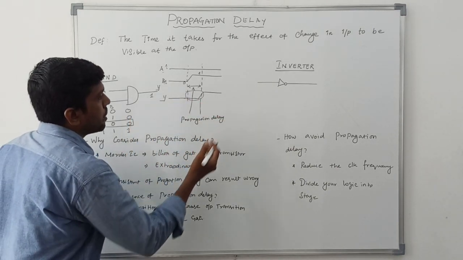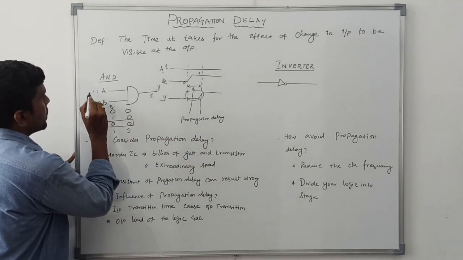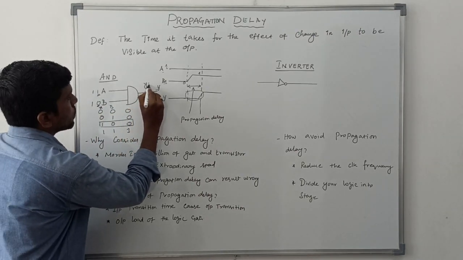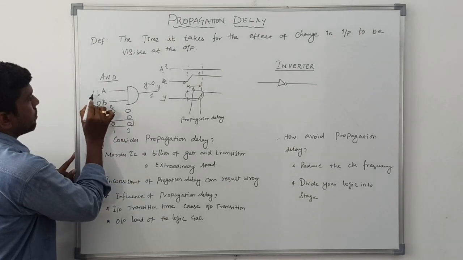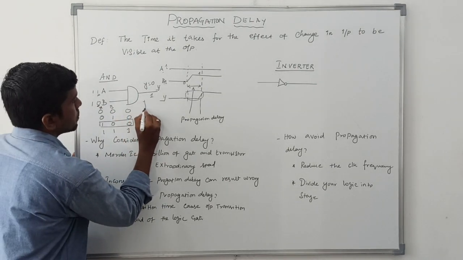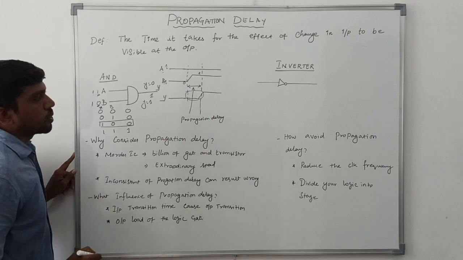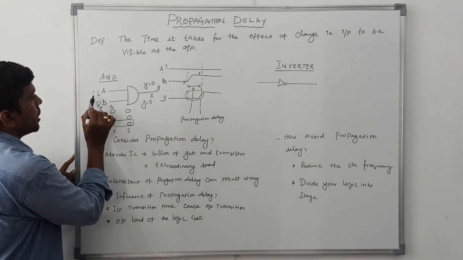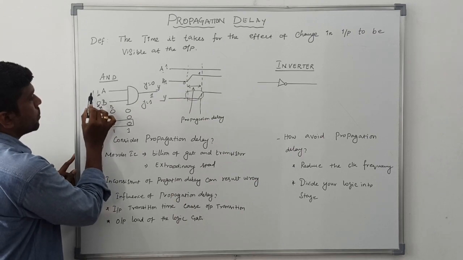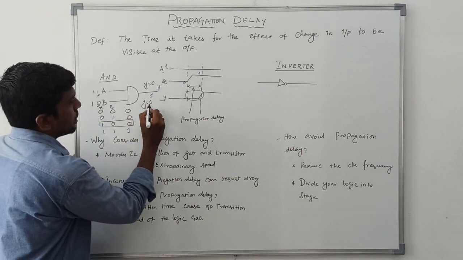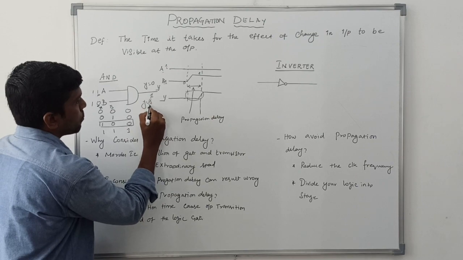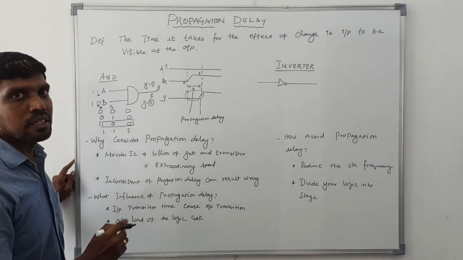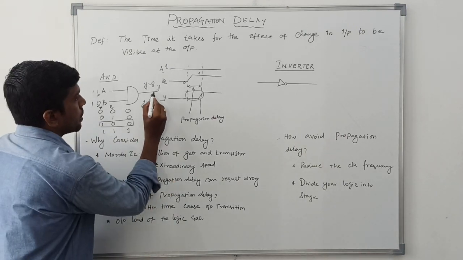Suppose the propagation delay is increased. In the previous case, A value 1, B value 0, Y value is 0. Now A value 1, B value 1, Y value is 1. Suppose the propagation delay is increased and the input is A 1, B 1. In this case Y should be 1, but instead of 1, Y is 0 because the propagation delay increased.